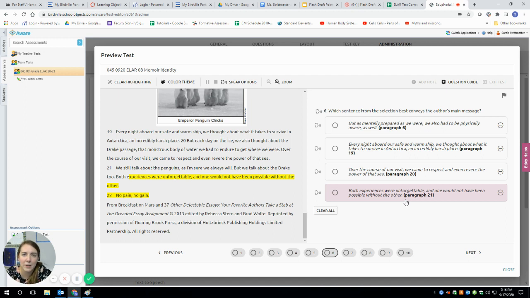D is the best answer because it encompasses the author's takeaway, where a takeaway is what they want you to leave the story with: the idea that these two experiences together were unforgettable. So again, D is the best answer because it describes the author's takeaway.